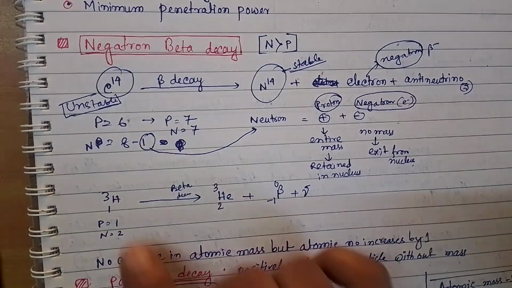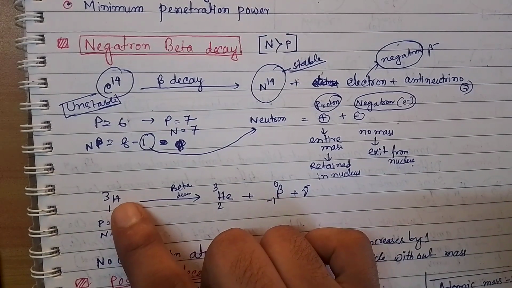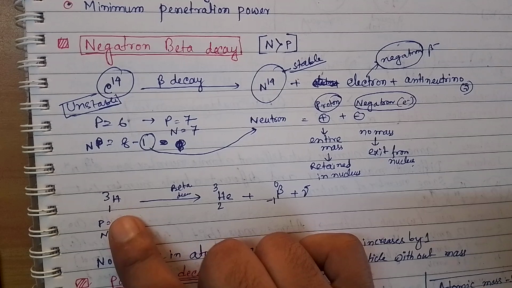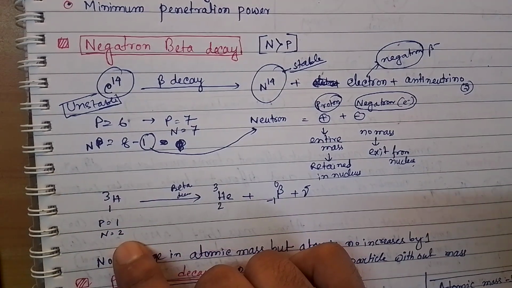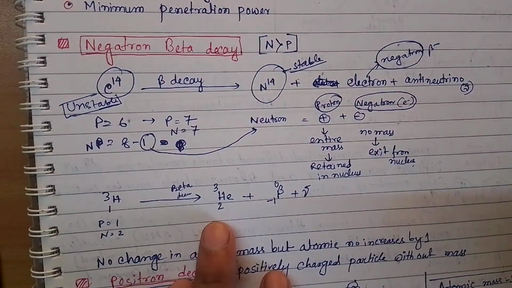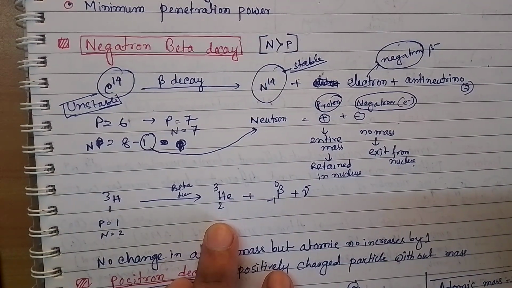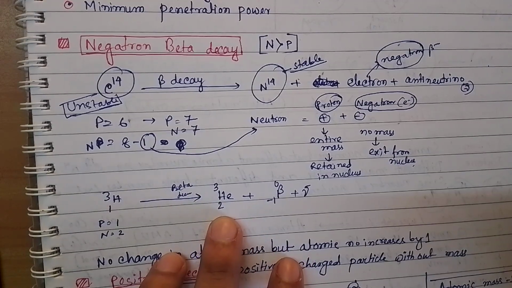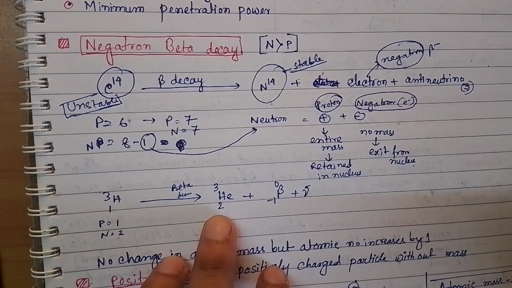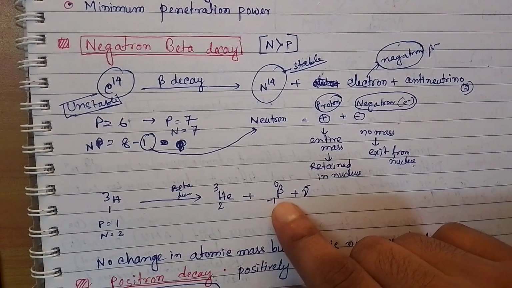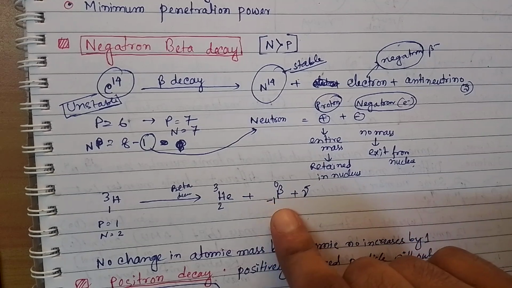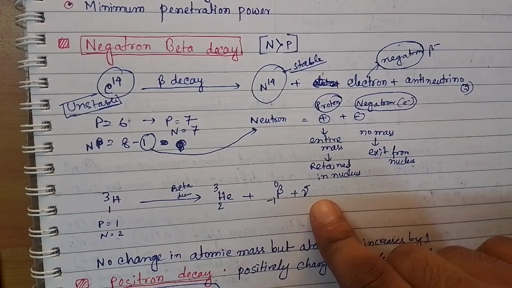So now let's consider an example, the hydrogen-3, tritium. In that tritium, one proton is there along with two neutrons. After beta decay, what happened? There is helium-2,3. It means two protons are there: one proton, and one negatron beta minus is emitted, and one antineutrino.